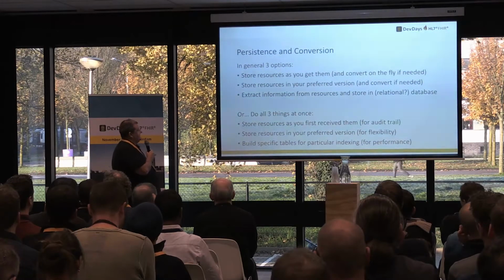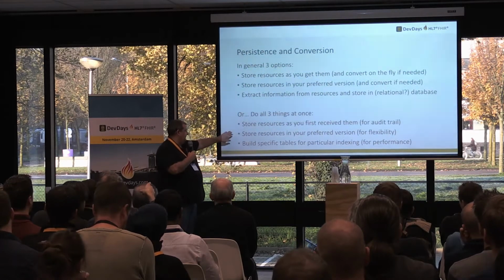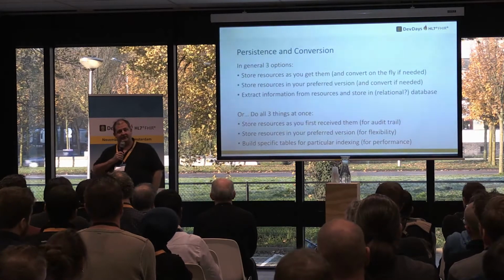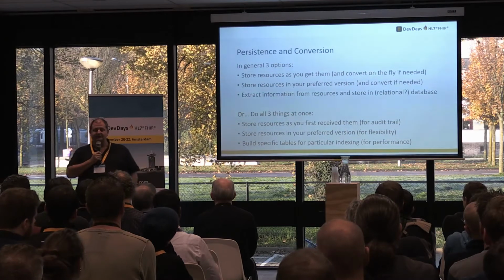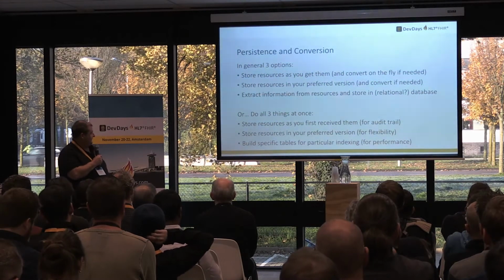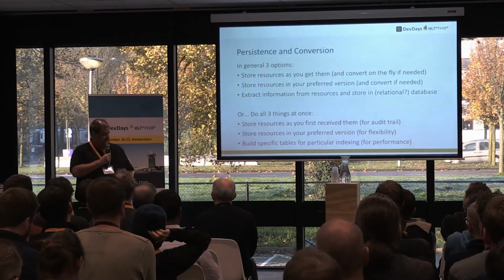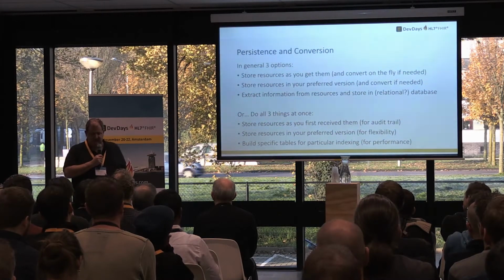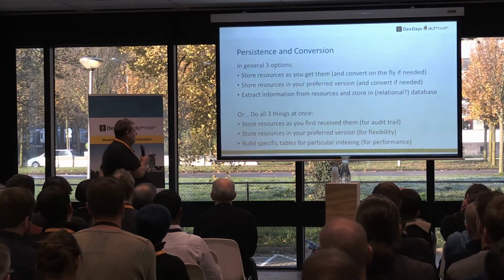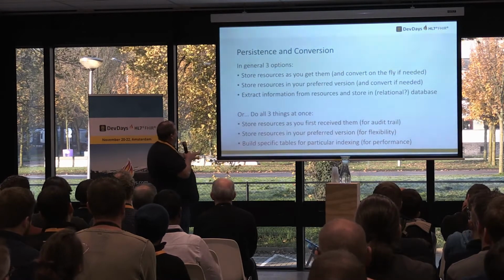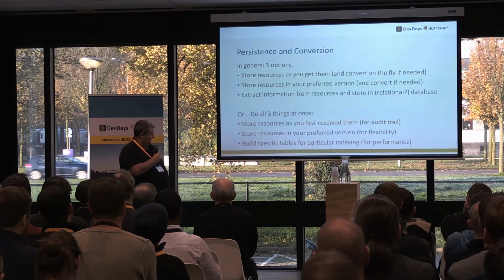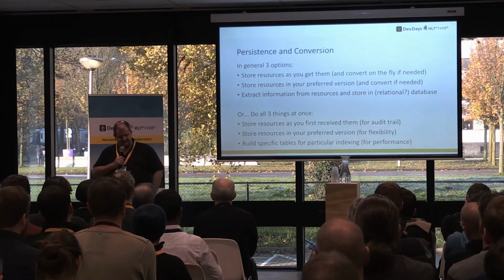Or increasingly what I'm seeing is people doing all 3 at once. So the first thing you do with every resource you ever see is store it in an audit trail as you received it, in the version you received it. The second thing you do is you convert them to your preferred version that you do analysis on as your mainstream version. That assumes that you have one, but most people do. And then you pull specific data out of those resources into relational databases or something for particular indexing purposes.